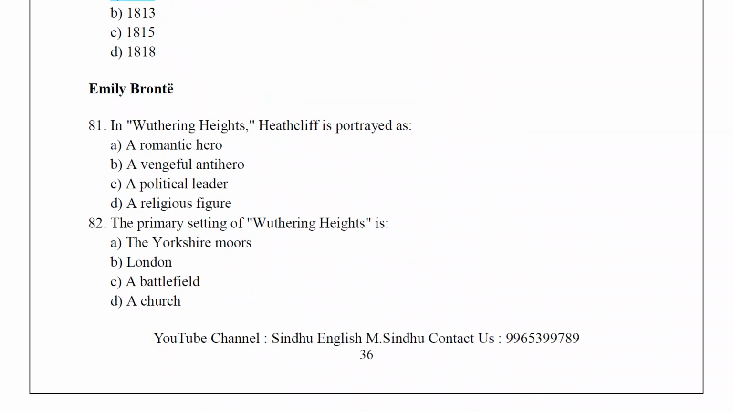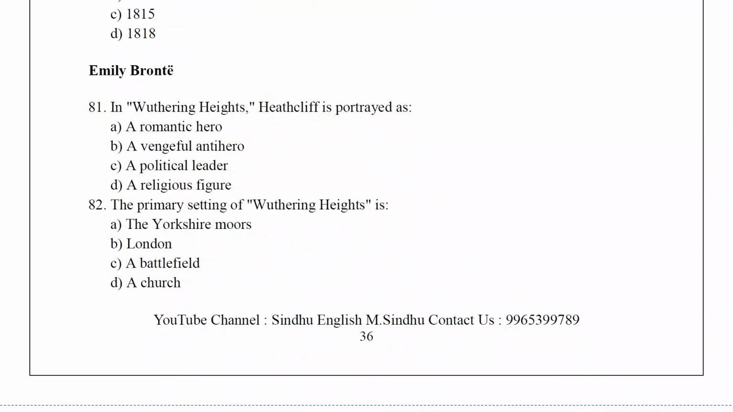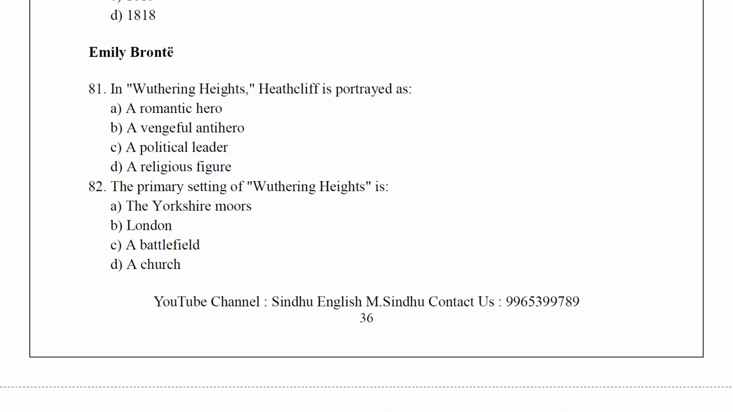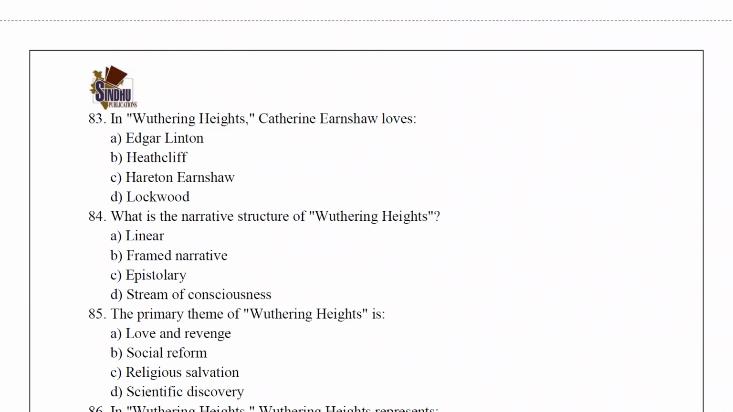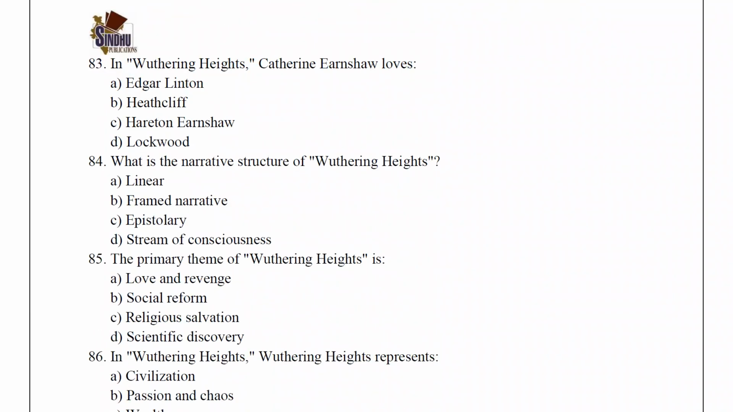Next, we are going to see the next topic, Wuthering Heights. Emily Bronte, Wuthering Heights. In Wuthering Heights, Heathcliff is portrayed as a vengeful anti-hero. The primary setting of Wuthering Heights is the Yorkshire Moors. In Wuthering Heights, Catherine Earnshaw loves Heathcliff.